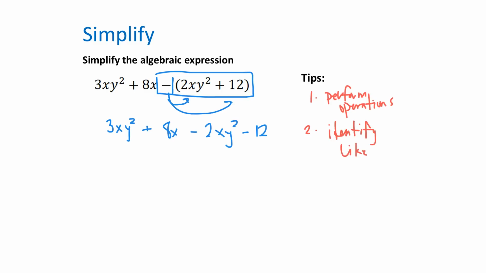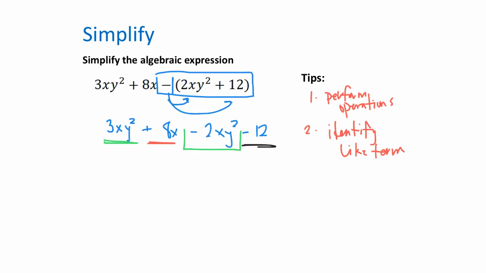Now when we identify like terms, remember the only thing that we have to look at is the variables. Don't worry about anything else. The variables have the only bearing on like terms. The numbers don't even matter. So when we look at this, we have 3xy squared, and then we have a negative 2xy squared. Those are the like terms. We have this 8x, which kind of stands alone, and then we have our negative 12 that also stands alone.